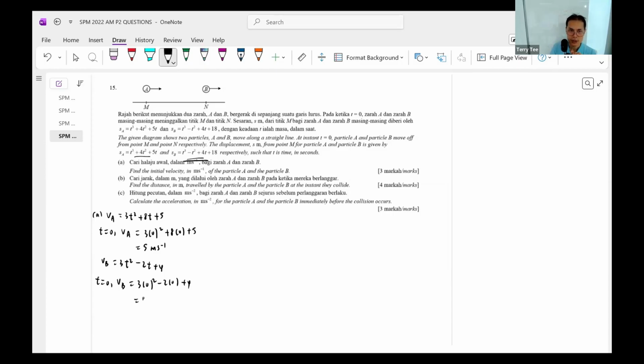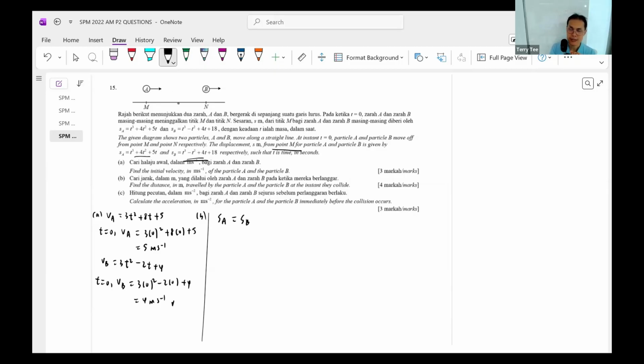Your VB is 4. Okay, so that is the first part, quite easy. Now next, find the distance traveled by particle A and particle B at the instant they collide. So when they collide, which one equals which one? When they collide, displacement A equals displacement B, right? Remember, all the displacements are measured from the same point, which is point M. Yeah, displacement from point M.